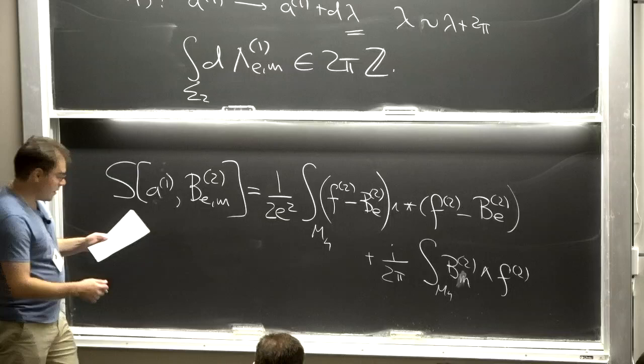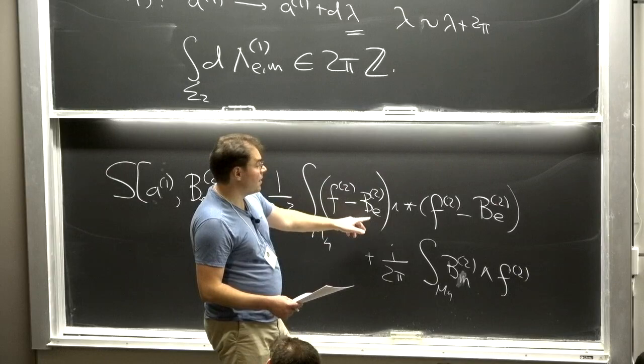Now, you see there's also a quadratic term here involving BE squared, roughly speaking. That's like a Siegel term, and we'll see that's necessary for maintaining this gauge invariance.